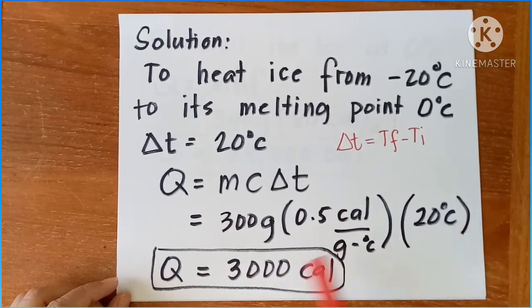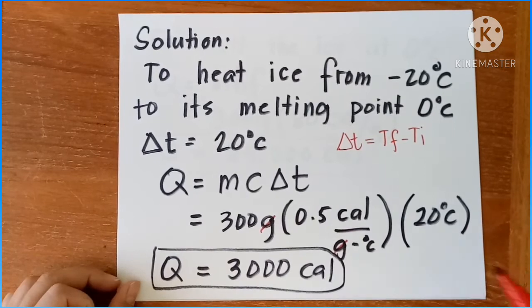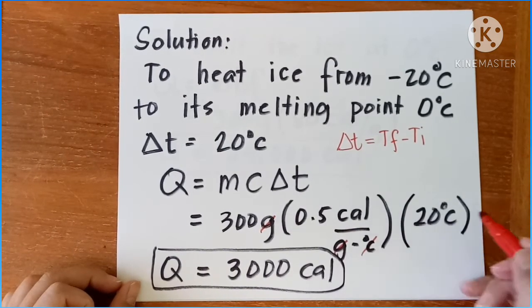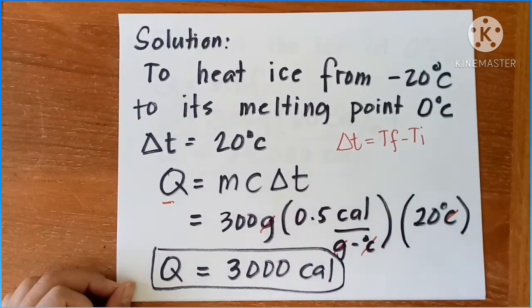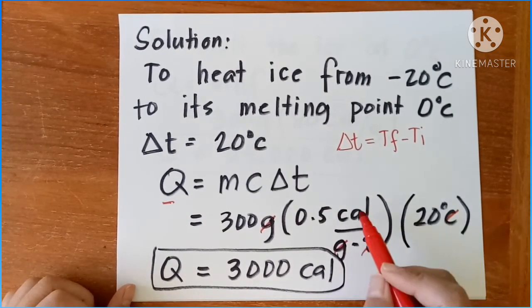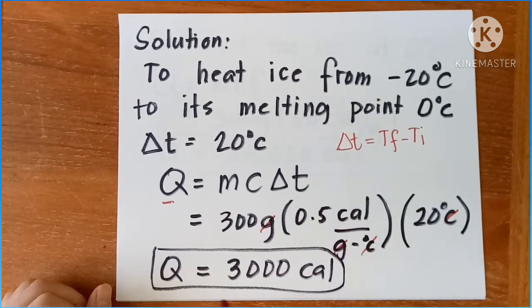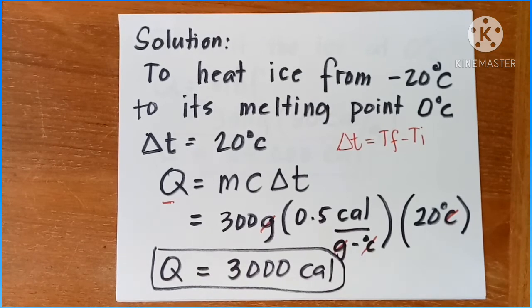So what you're going to do is cancel out the units that we can cancel, so grams and degrees Celsius. Since we're computing for the amount of heat, the only unit that we need is the calories. Since that is the remaining unit, that means we can proceed with the multiplication. So 300 times 0.5 times 20 will give you an amount of heat which is equal to 3,000 calories.